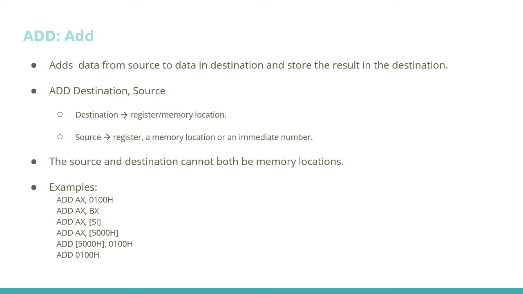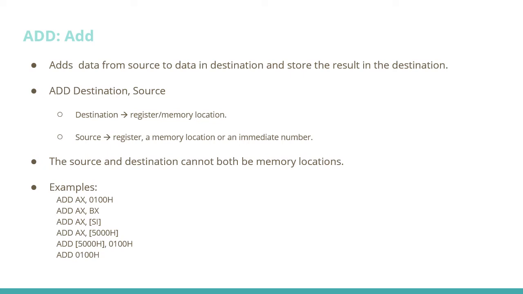The first instruction in the category of arithmetic instructions is the ADD instruction, which performs the addition operation. This operation adds data from the source to the data in the destination, and the result of the addition operation will be stored in the destination itself. The format of this instruction is ADD destination, source, where the destination can be a register or a memory location, and the source can be a register, a memory location or an immediate number. However, the source and destination cannot both be memory locations. The examples of the ADD instruction are as given here.